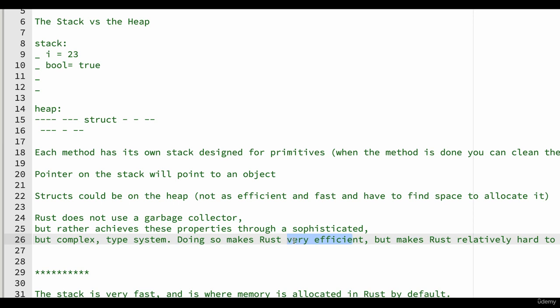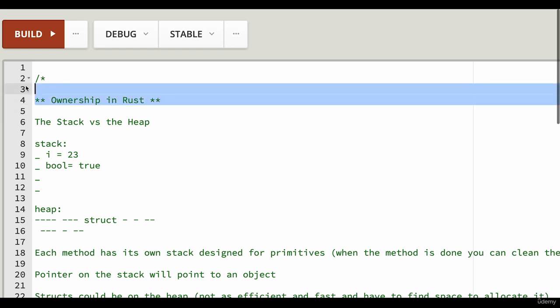All right, so that's stack versus heap in a Rust nutshell. Hope that makes sense. Take your time with it if it's a little confusing, and whenever you're ready, let's move forward into ownership in Rust. Okay, I'll see you there.